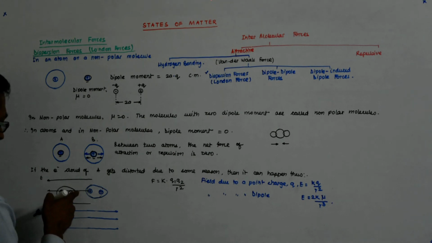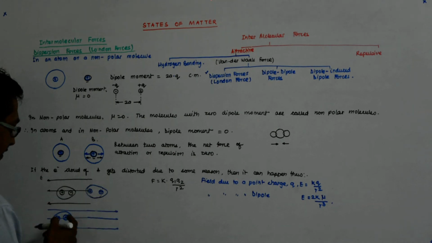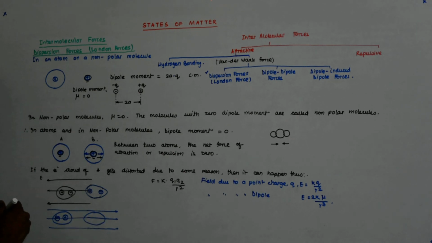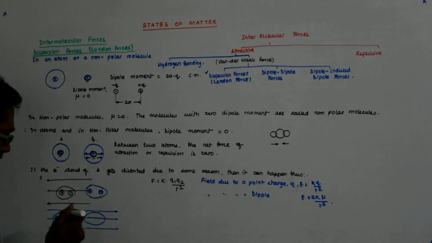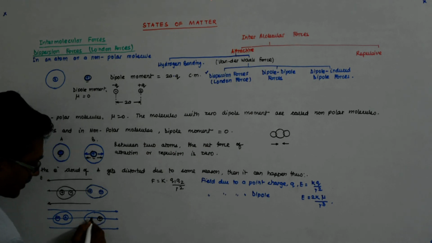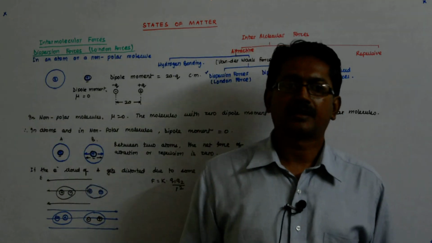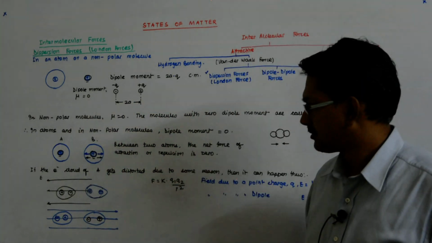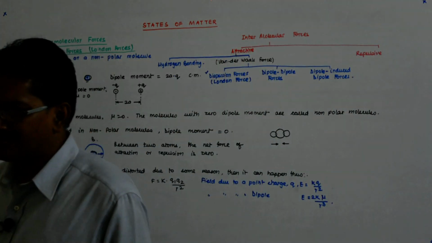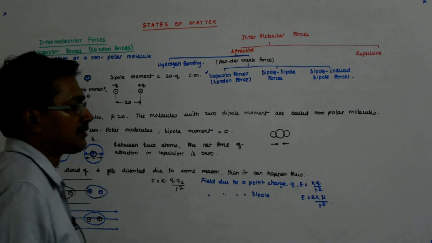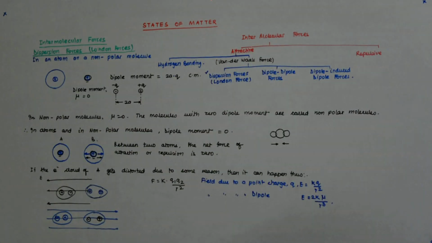what will happen? This positive gets pushed away, the negative gets attracted. So it becomes a positive charge here and a negative charge here, and there'll again be an attraction. So this is the manner in which it happens, and it is transient.